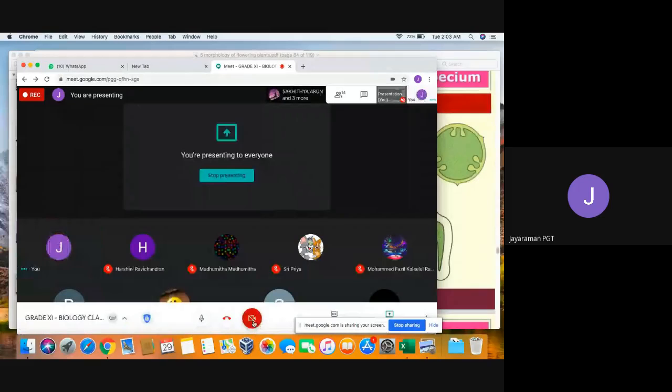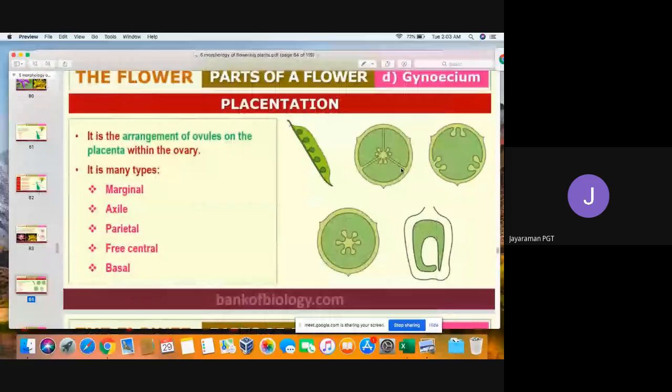Okay. So this type, you can see, is in the bean. Ovules are attached to the margin. That is marginal placentation. Example, pea. That's it. Okay. Then axile placentation.